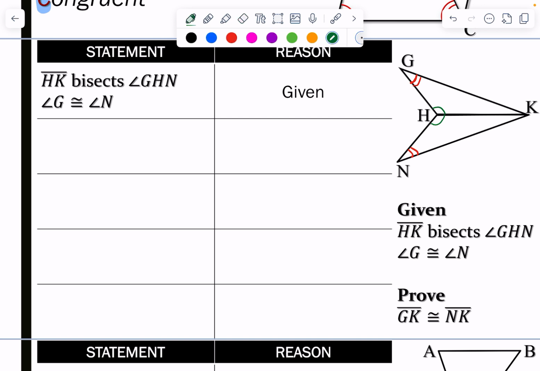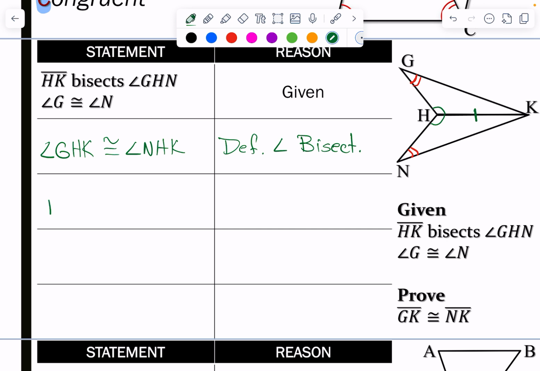Now, when we look at this, the easiest one to get would be HK because HK is congruent to itself. So I believe we're going to use triangle congruence by angle, angle, side. So here we go. Let's start then. I already have the G to the N, so now we start to the next part. Let's just do the angles. So angle GHK is congruent to angle NHK, and that is because of the definition of angle bisector.